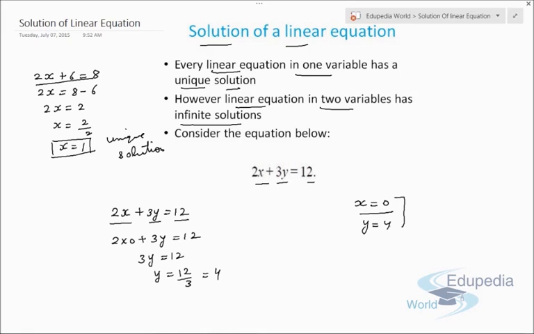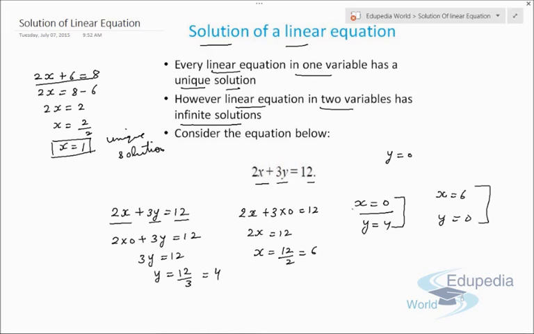So we have the solutions of x and y. Now we put y as 0. If we put y as 0, what we get is 2x plus 3 into 0 equals 12. So 2x equals 12, so x equals 12 upon 2, which is 6. Now we are getting the values of x is 6 and y is 0.